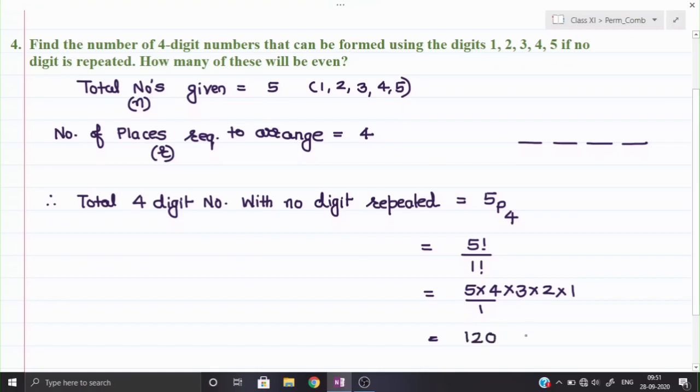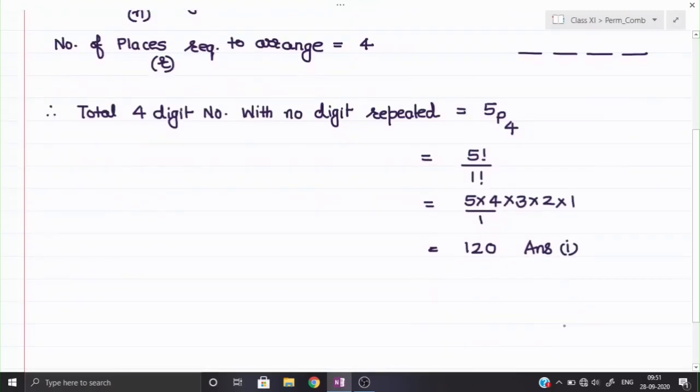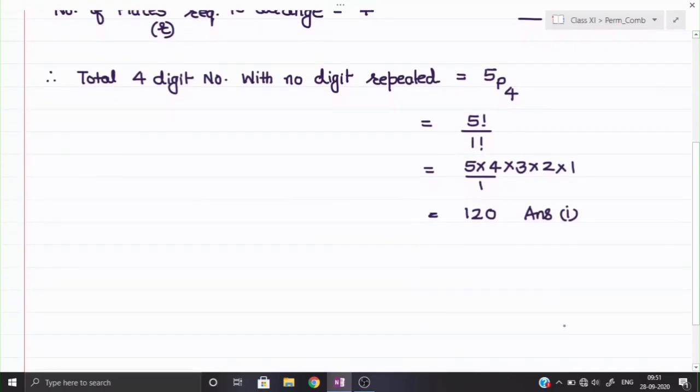So total numbers are 120. We can say this will be the answer number 1. These 120 numbers will be 4-digit numbers and there is no digit repeated over there. But out of these 120 numbers, some are odd and some are even. See, right now only you can decide how many are odd and how many are even. Definitely, if these 120 numbers are there, half will be odd and half will be even.